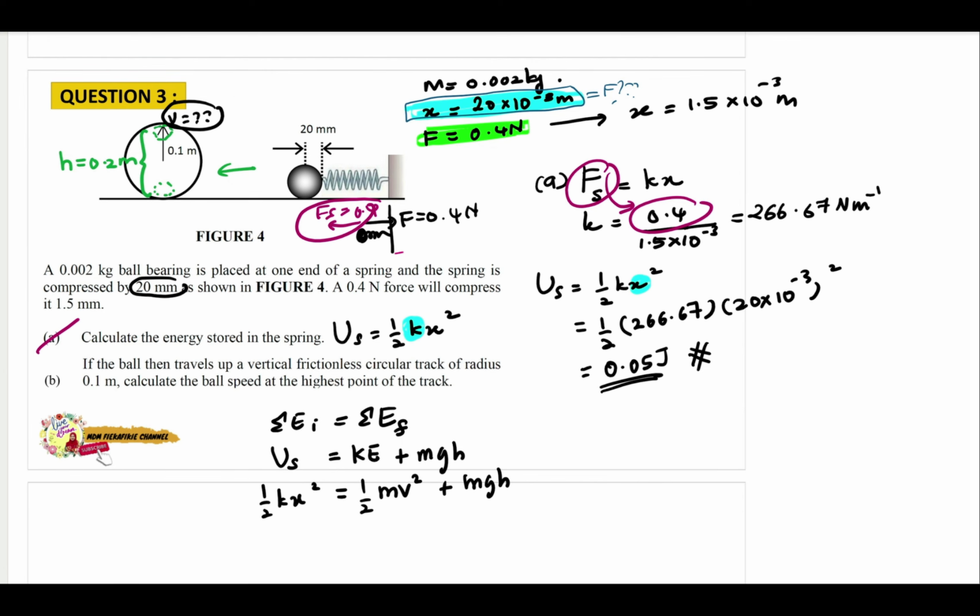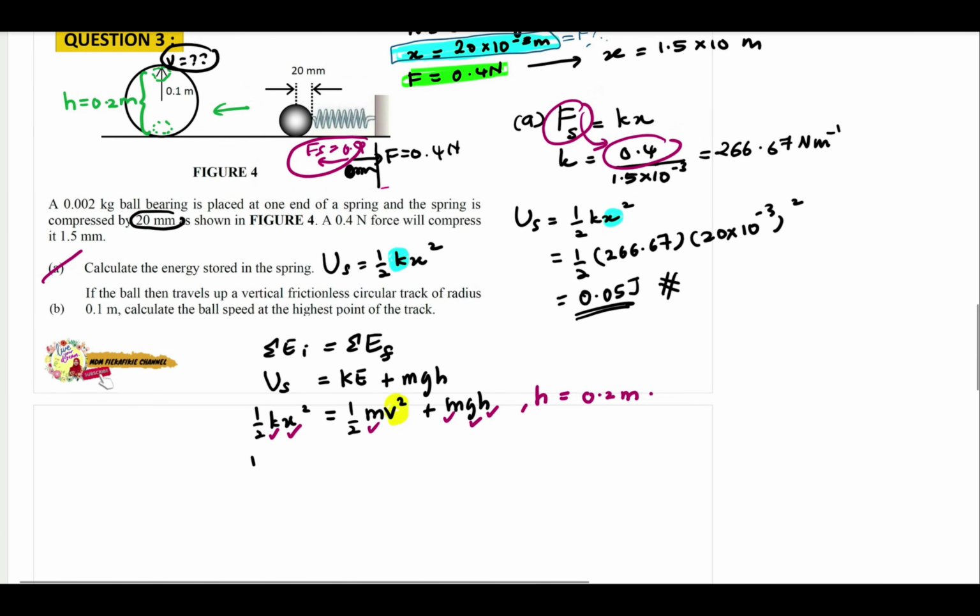Okay, so look at here, we can find what is the velocity at that point. Okay, so kita ada k, kita ada x, dia compress tadi 20 millimeter. Mass pun ada, mass of the ball bearing. Okay, V kita nak cari, M ada, G ada, height ini, remember the height is the diameter of the circular track, not the radius. So the diameter is 0.2. Diameter dia berapa? 0.2 meter kan? Okay, so 0.2 meter. Okay, so bolehlah you substitute all the values.